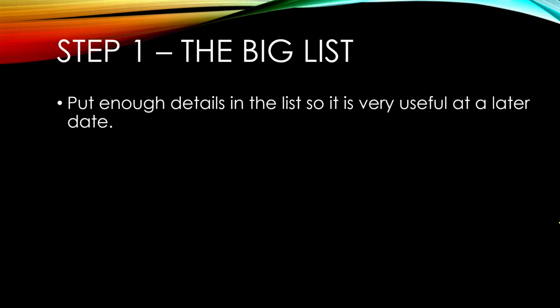When you're building your list, you want to put enough details in so it's very useful at a later date. Now, you don't have to put every single detail in there. You're trying to strike a balance between having enough detail that the list is useful to you later, but without spending hours and hours getting every little bit of detail about people to whom you're not going to eventually apply. So this is kind of a dirty list that's going to include lots and lots of different people.